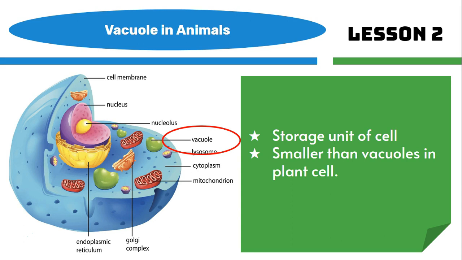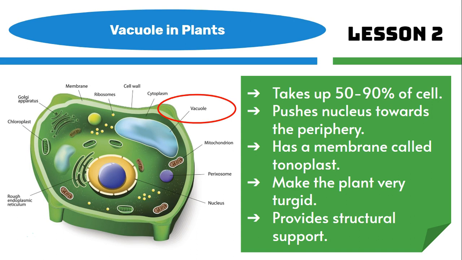Now, the vacuole in plants, you can see it's a lot bigger. It takes up about 50 to 90% of the cell volume, and it's so big that it can push the nucleus towards the edge of the cell. It has its own membrane called the tonoplast, and it adds turgidity to the plant and adds structural support. You may be wondering, why do a lot of different organelles play such an important role in adding structural support to the plant? Well, the thing is, plants are always in the same position. They're stationary, and in order to stand up like that for such a long period of time, for eternity basically, they have to have a supportive tissue.